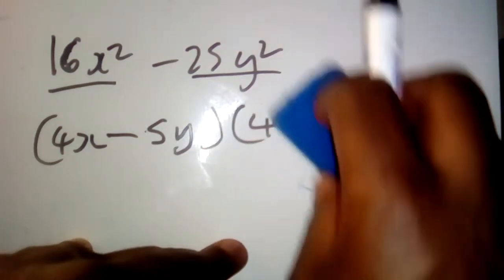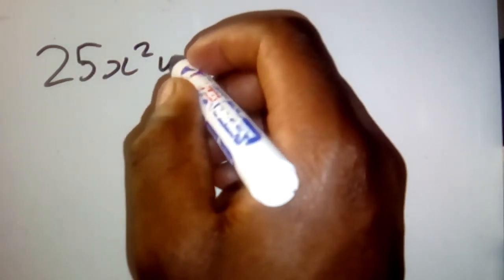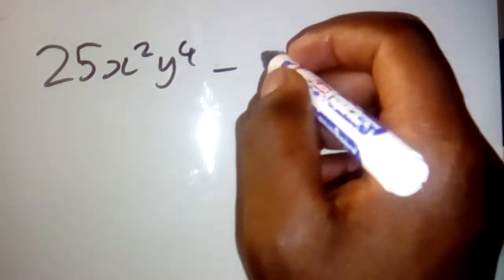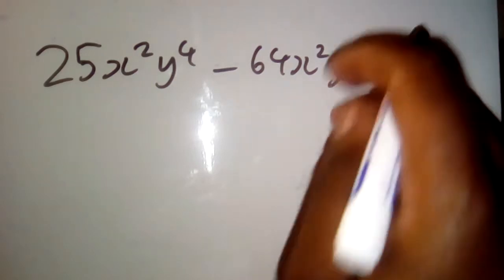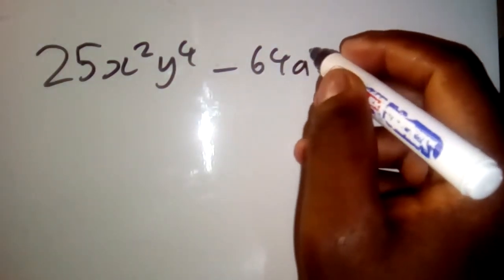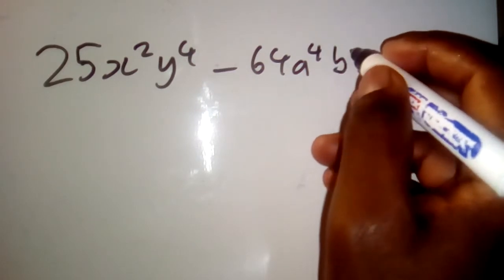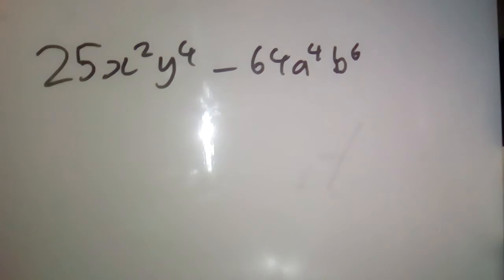Let's go to the third one. So let's say we have something like 25x squared y to the power of 4 minus 64x squared y to the power of... or rather, let's just change this. Let's call this a to the power of 4, b to the power of, let's just say, 6. So how do we do this one?